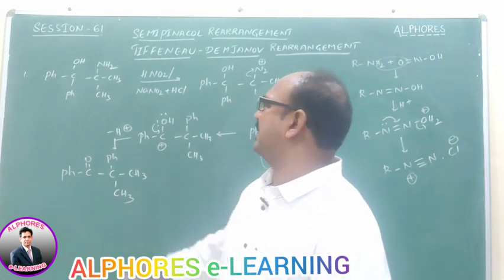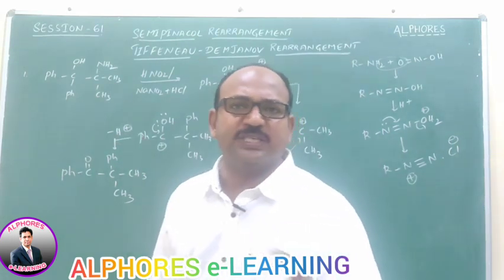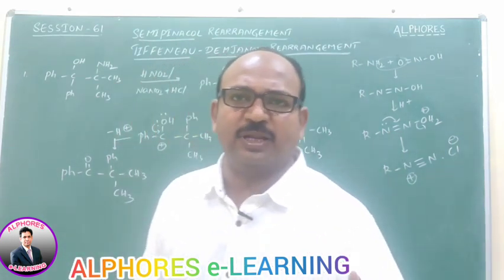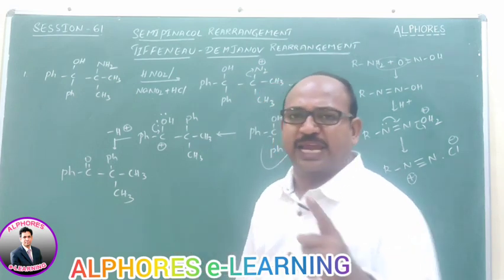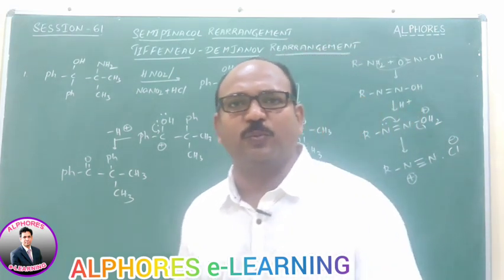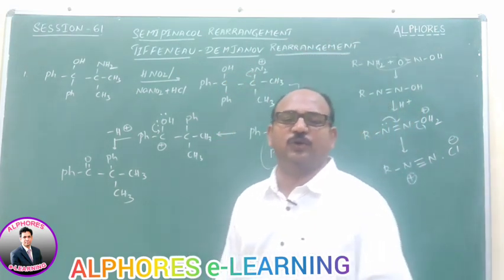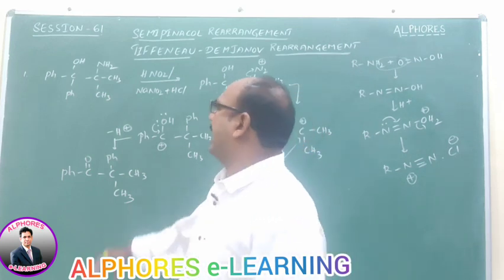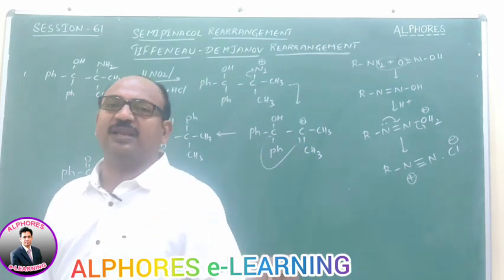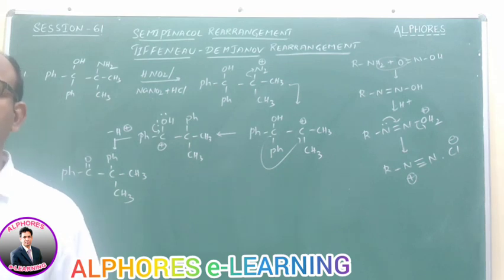But the reactant or substrate is not a vicinal diol. One carbon consists of an OH group, and its adjacent carbon consists of a group which we can convert into a good leaving group, like here, where we consider the NH2 group.